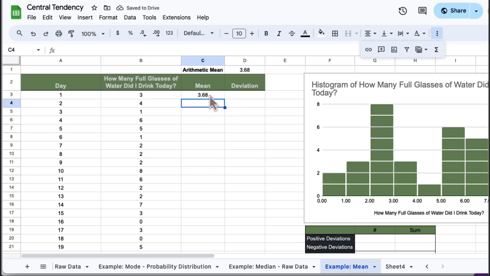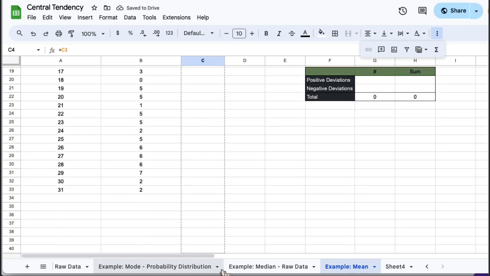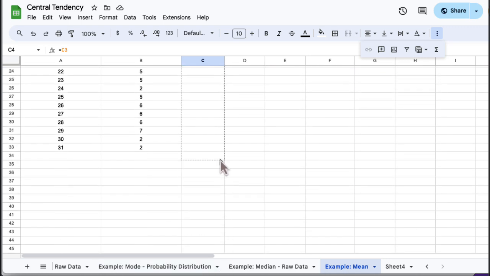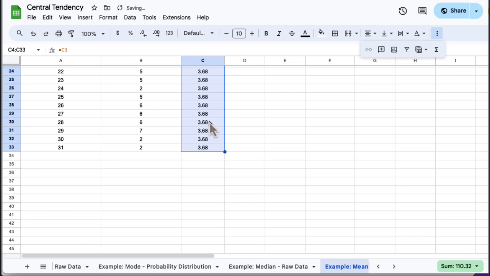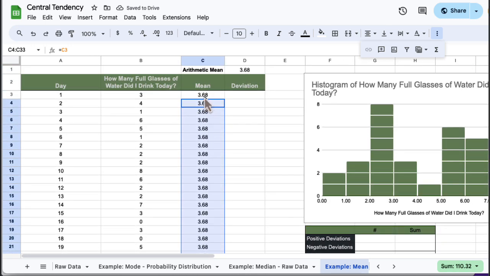All right, well, what I'm going to do is I'm just going to take this value and then do one more thing, equals the value up top, so like one above me, and I'm going to drag all the way to the bottom, and I really should just end up with 3.68, 3.68, because that is the mean for all of my data. Why would I do this?